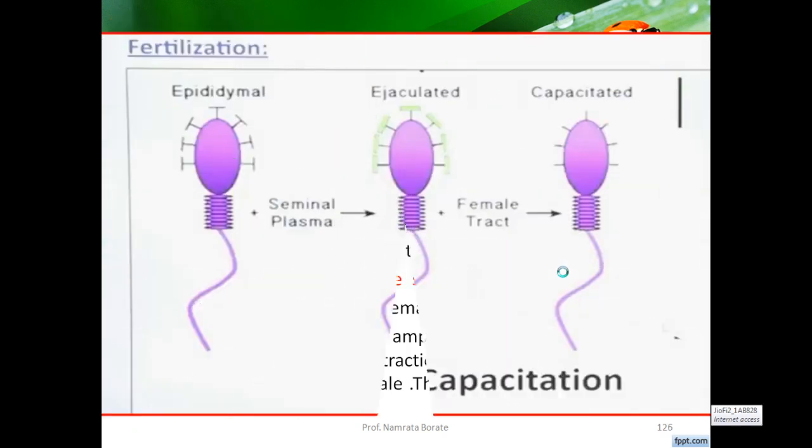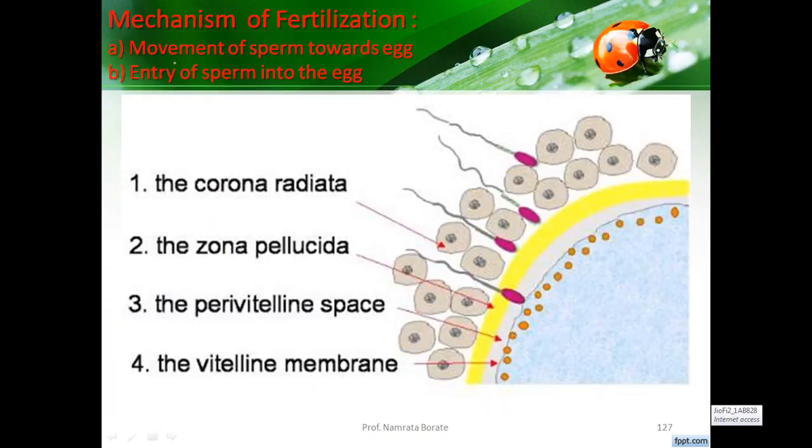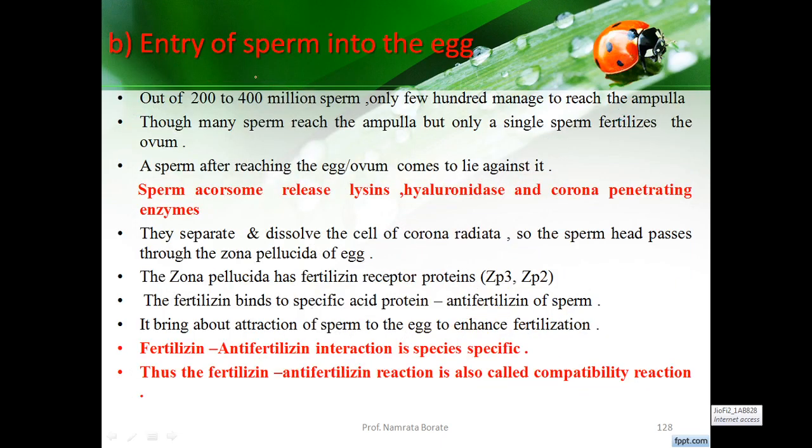Afterward, the second mechanism we see is the movement of sperm towards the egg. This is the first point we see. The second one is the entry of sperm into the vagina, and then the entry of sperm into the egg.